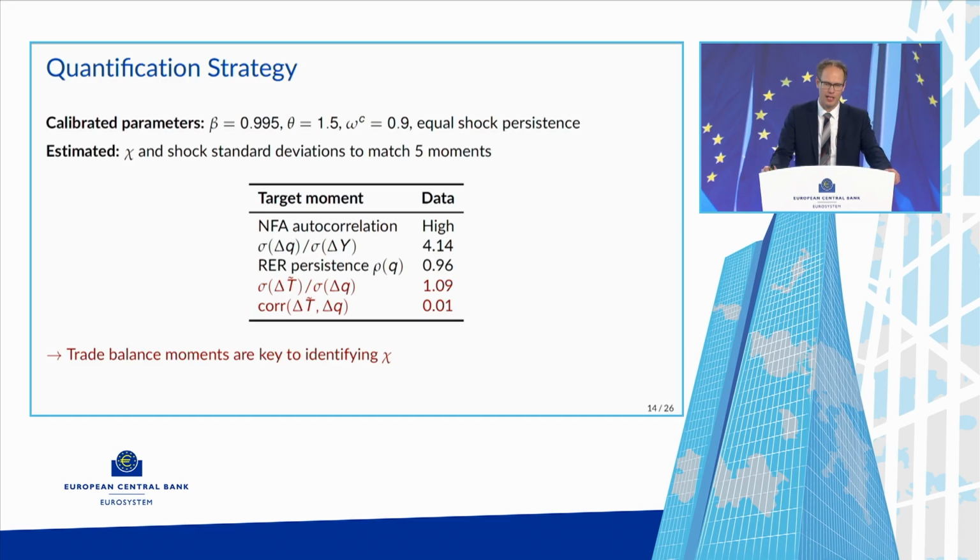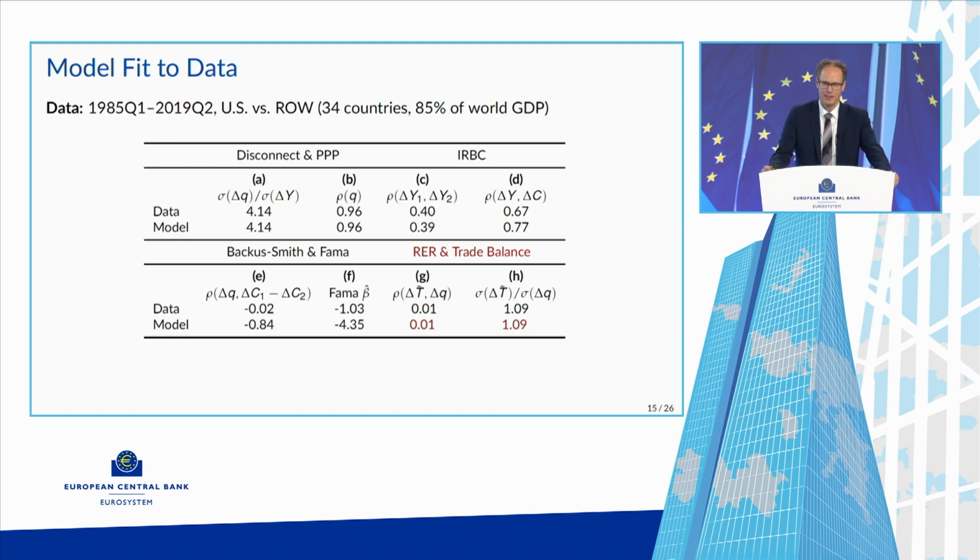The key thing we're going to do in here is we fix everything else. The only things we're trying to move around here are now the chi, which is the hero of our story here, and the standard deviations of the shocks, to match a bunch of moments here. So it's the autocorrelation of the NFA. It's the relative volatility of the real exchange rate to GDP. We're going to look at the persistence of the real exchange rate. We're going to look at the volatility of the trade balance relative to the real exchange rate and the correlation between those two.